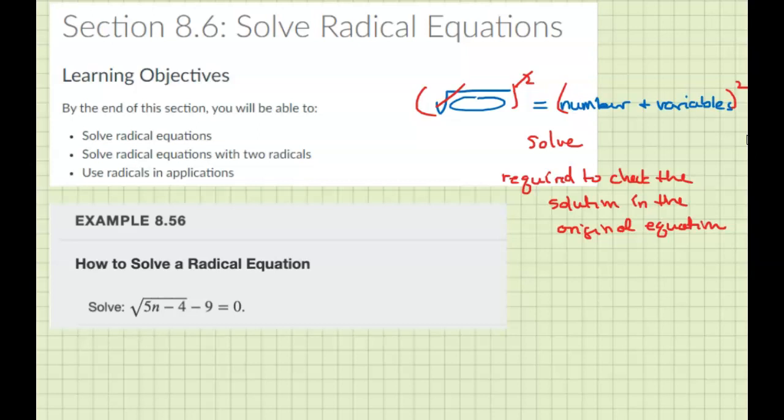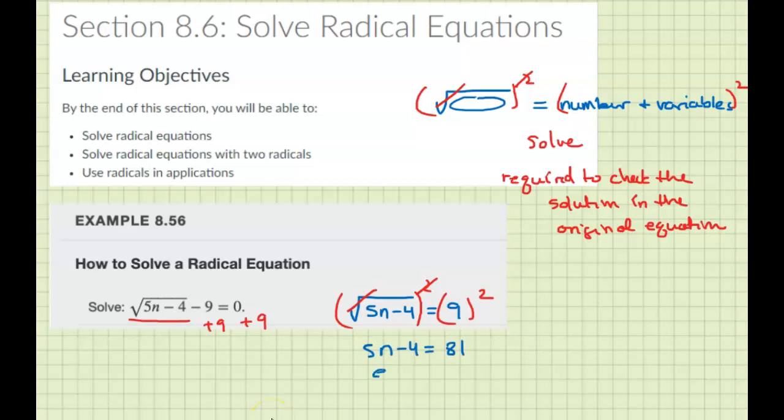Alright, so let's look at this first problem. We have the square root of 5n minus 4, minus 9, is 0. We want to isolate the radical, so add 9 to both sides. So we get the square root of 5n minus 4 equals 9. Now we're going to square both sides. The radical and the square are opposites of each other, so they cancel out. We get 5n minus 4 equals 9 squared, which is 81.